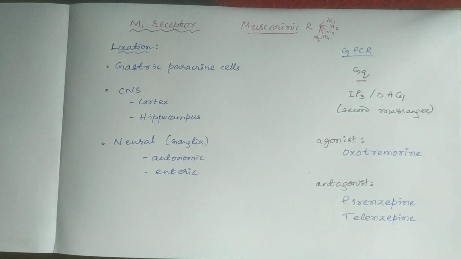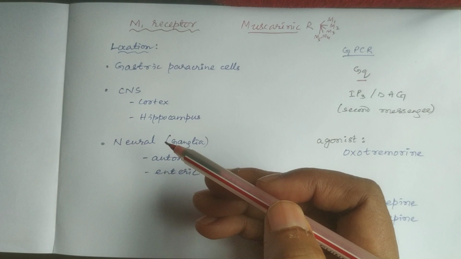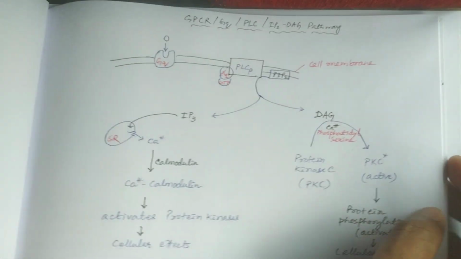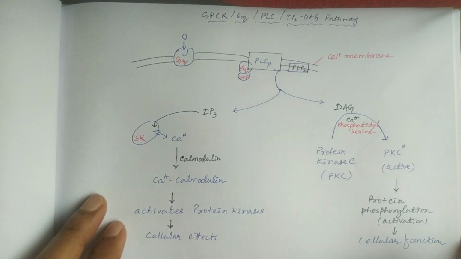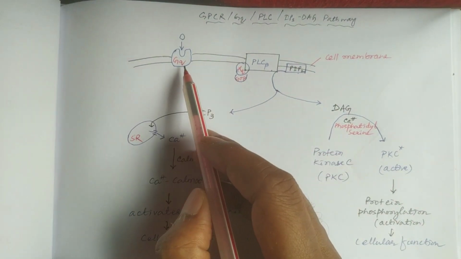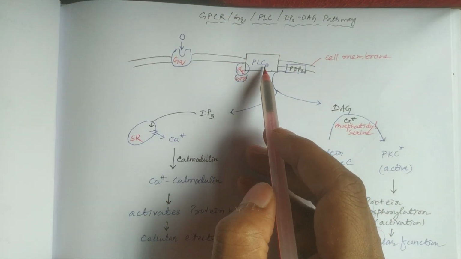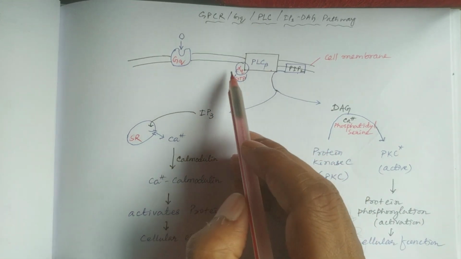And before you know how this receptor functions, let us see the GQ type of G protein coupled receptor. And you can see in the GQ type of G protein coupled receptor, the effector is phospholipase C beta. Phospholipase C beta is activated by the alpha Q.